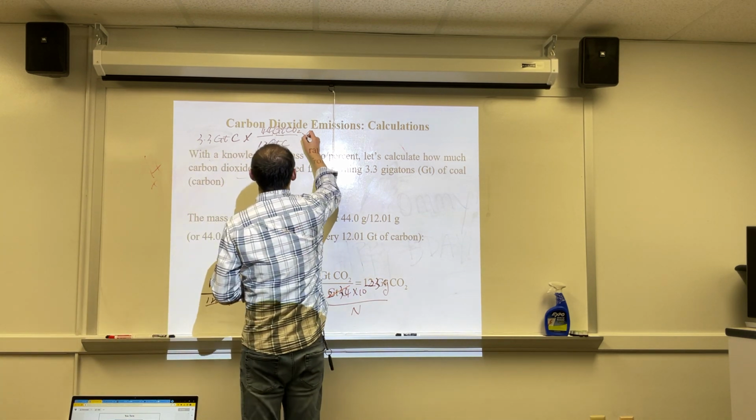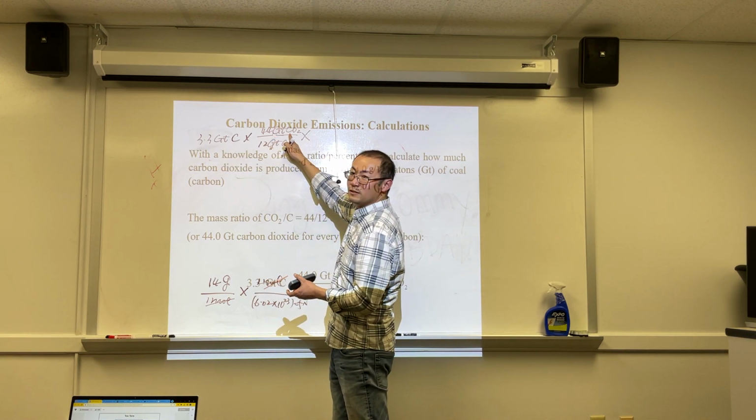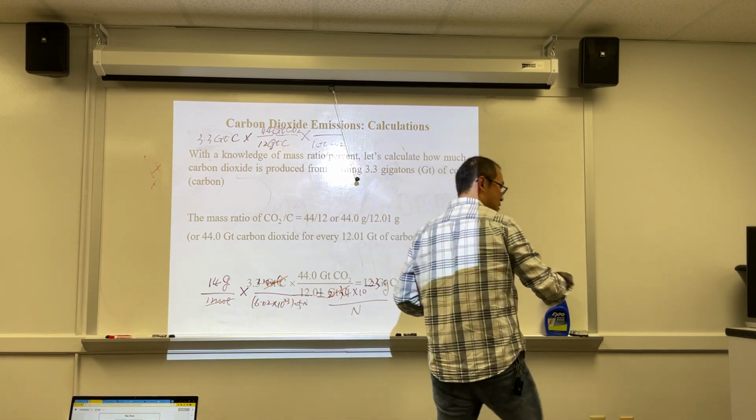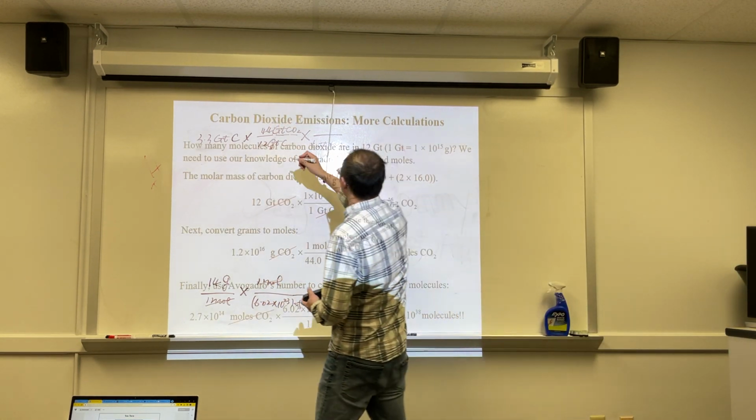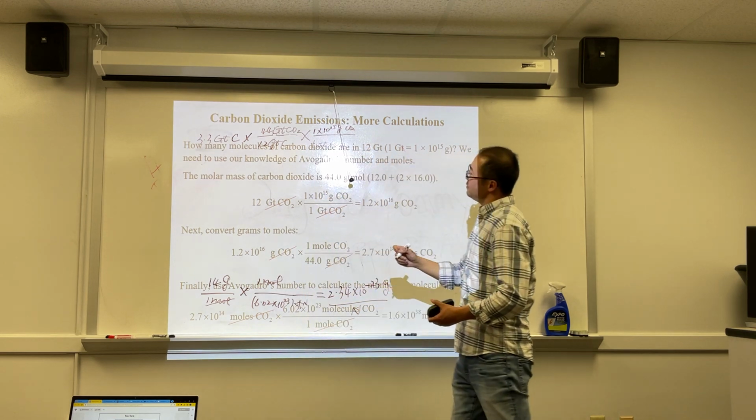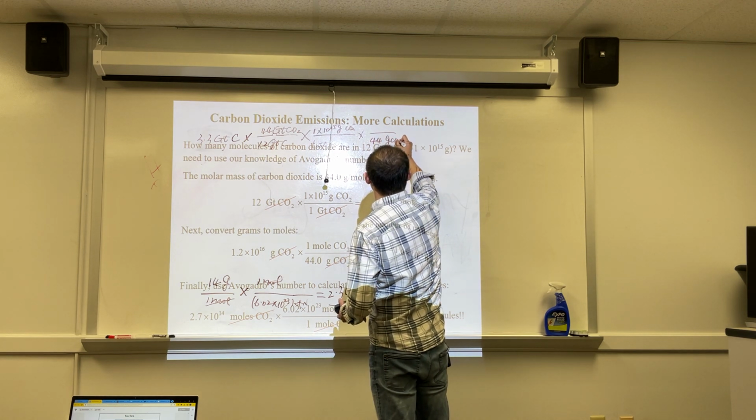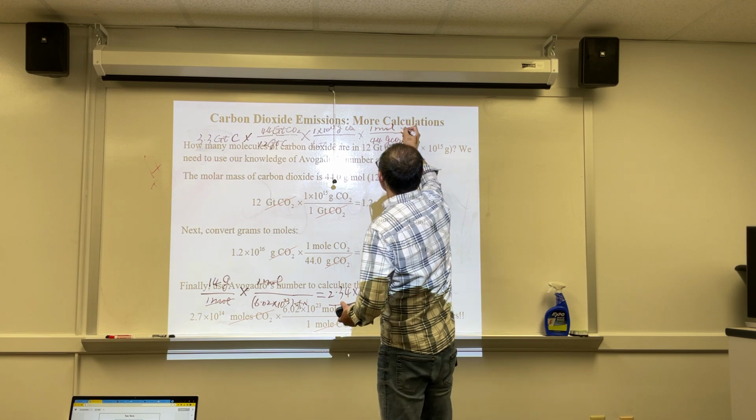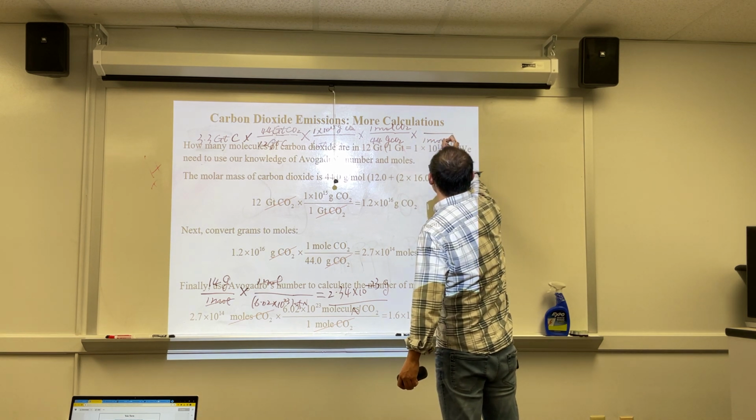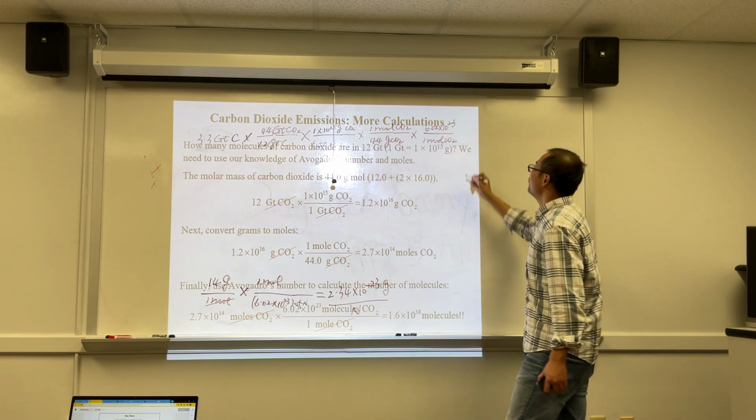Keep going. You can even tell in your mind. Gigaton carbon cancel, I get what? Gigaton of CO2. Keep going. 1 gigaton CO2. 1 gigaton is how many? 1 times 10 to the 15 grams of what? CO2. Is that right? Keep going. 44 grams of CO2 is what? 1 mole of CO2. Keep going. 1 mole of CO2 is 6.02 times 10 to the 23rd of what? CO2.